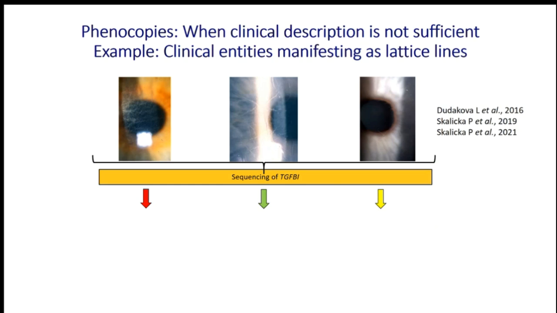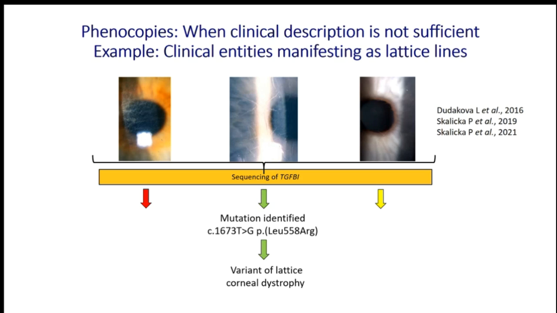So now I would like to further demonstrate, using our cases, why we actually need genetic testing or how genetic testing can be useful. We have 3 patients shown on this slide and all have some lattice lines in the corneal stroma. So naturally, we undertook TGFBI screening because it's the most common cause of lattice corneal dystrophy. We see lattice lines. In the middle patient, we did identify a disease-causing mutation by screening this gene. So the final diagnosis was a variant of lattice corneal dystrophy.